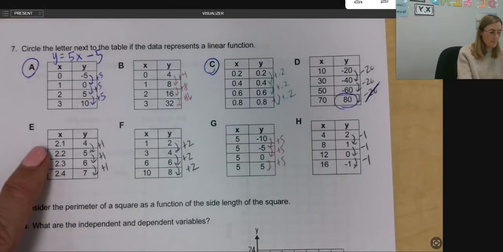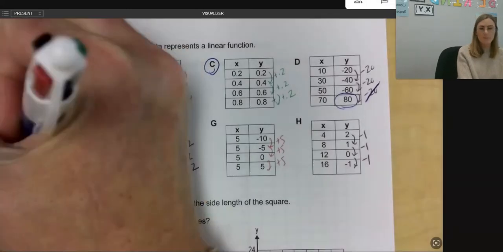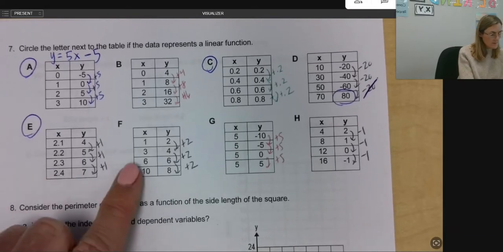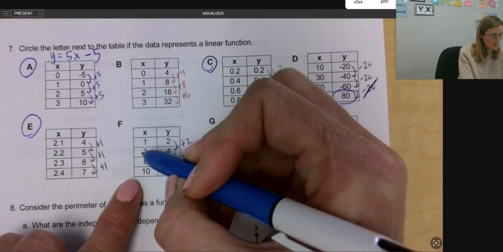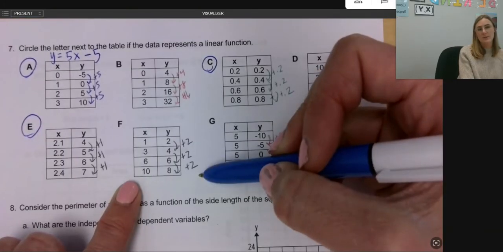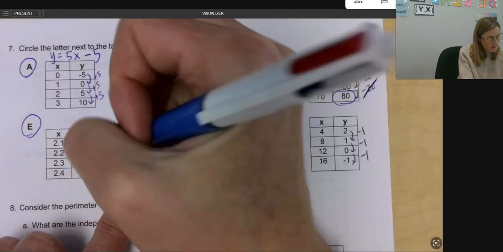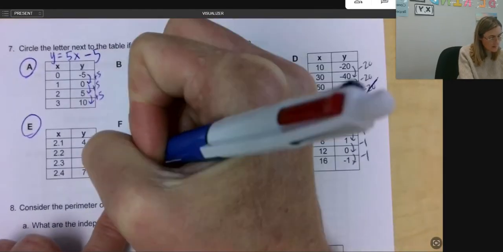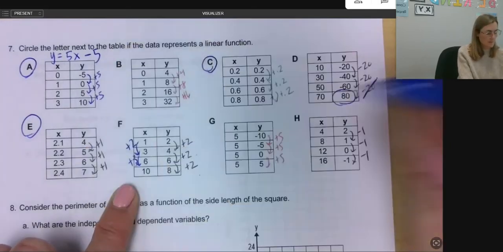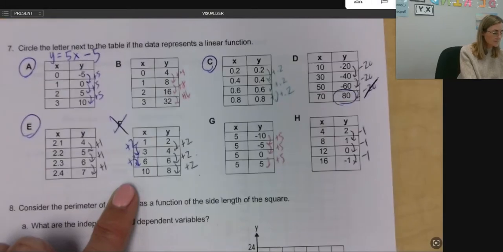For this one, I add 0.1, 0.1, 0.1, and I add 1 each time. This is going to be a linear function. For this one, I go up 2, up 6, up 4, but I'm adding the same thing each time on the left. That one does not work because if I go up 2 and I add 2, when I go up 3, I should add something different. That's not going to form a line when I actually plot those points.